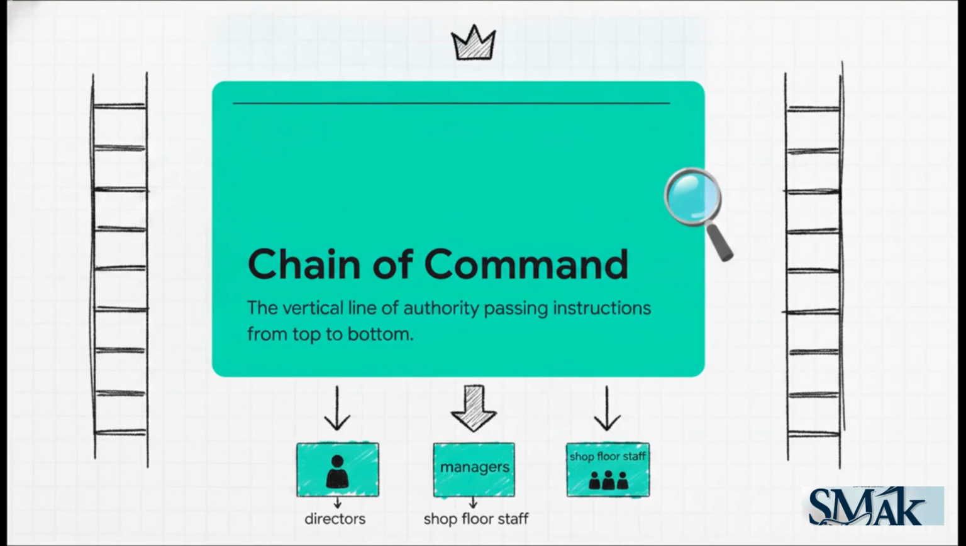Now, if the span of control is horizontal, the chain of command is all about how things build vertically. This illustrates exactly how instructions are passed all the way from the very top level down to the newest employees at the bottom. It shows who reports to whom, layer by layer, from the directors down to the managers and finally down to the shop floor staff.